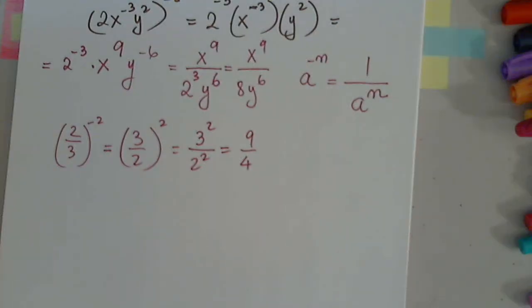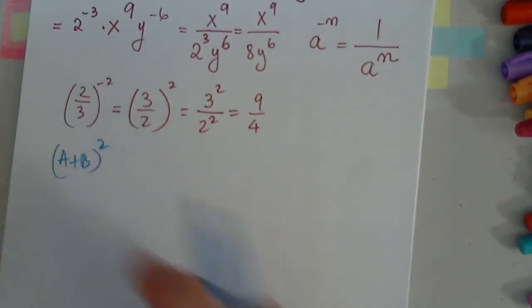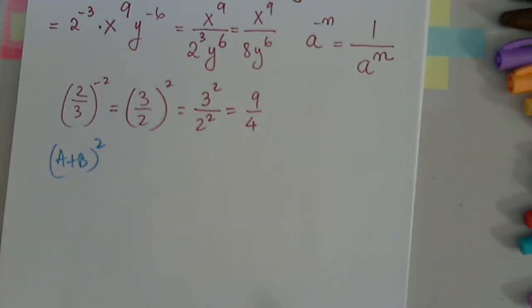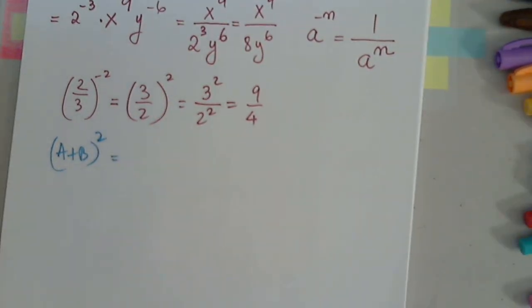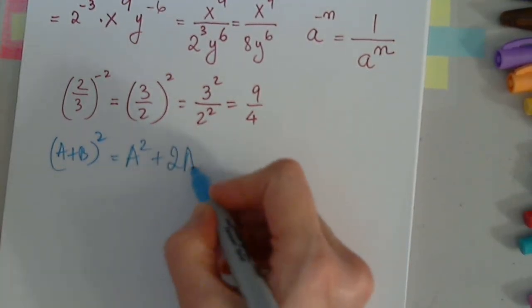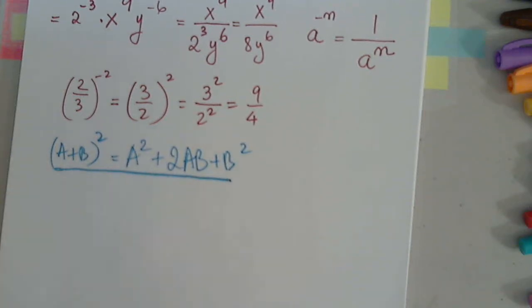Okay, anyone remembers what a plus b to the second power equals to? It would be a squared, 2ab, very good, plus b squared. Excellent. So please remember this. If you have any doubts, this is the time to ask. Hopefully we don't have to move forward without understanding this.